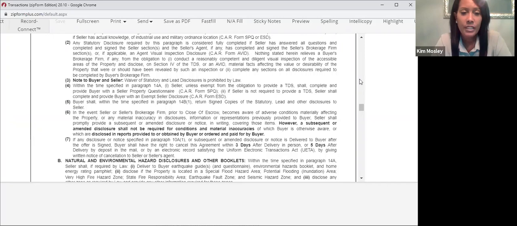So basically, if there's a new disclosure, even after you receive the disclosures, and now they come up with something new, some new disclosure given to the buyer, then the buyer would have 5 days if they receive that by email to cancel. If they don't cancel within 5 days, then they're continuing the transaction, basically.